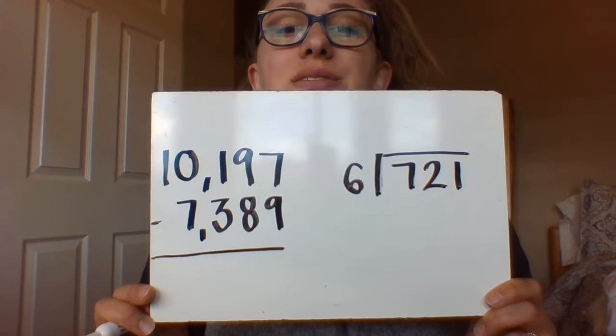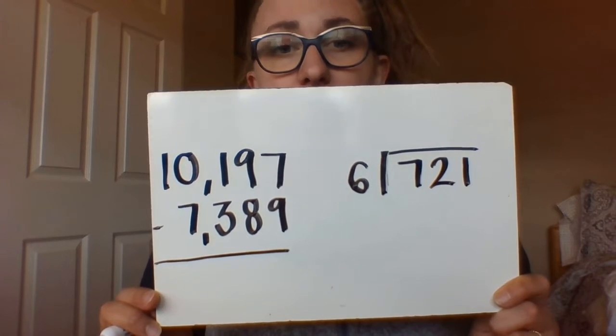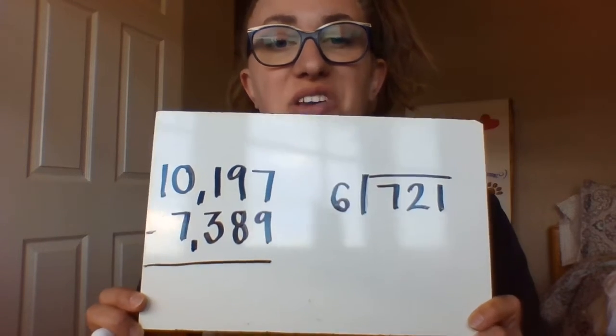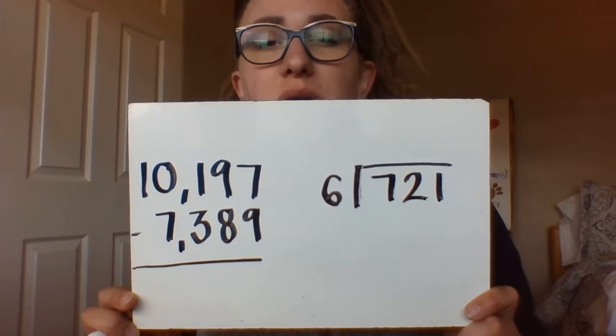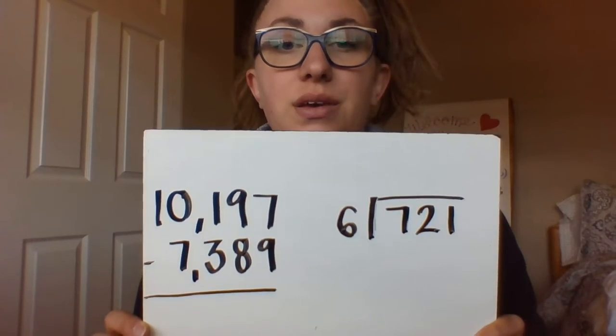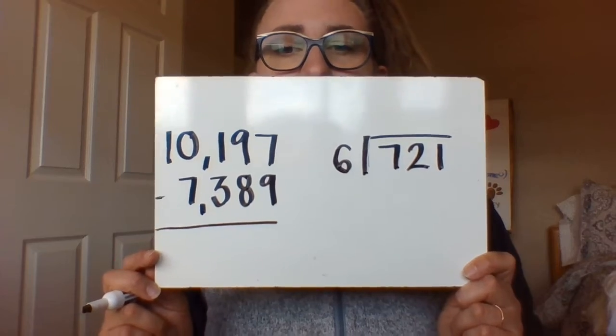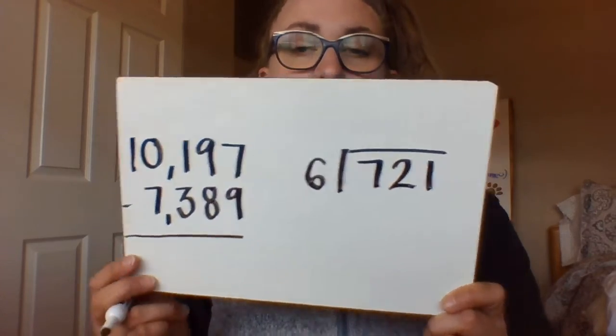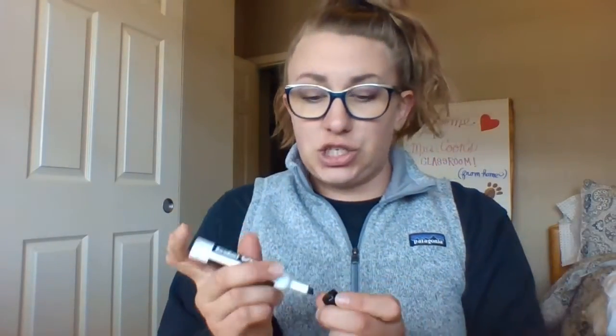10,197 minus 7,389. And division, 721 divided by 6. Okay, pause, write them down, solve them. Here we go. Let me change to another color so you guys can see what I'm doing here.